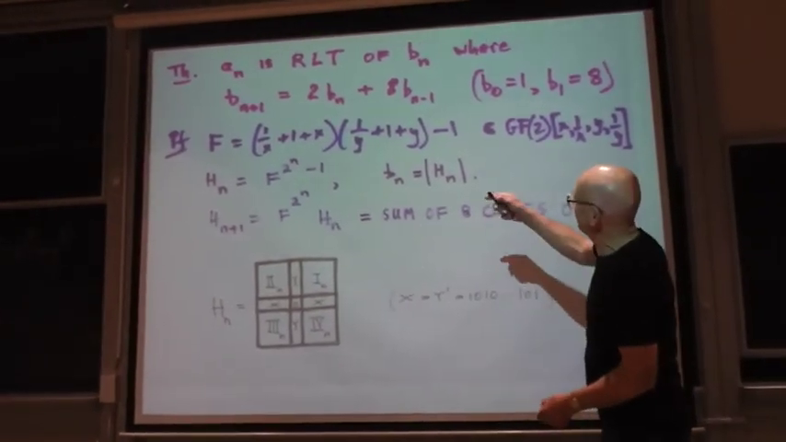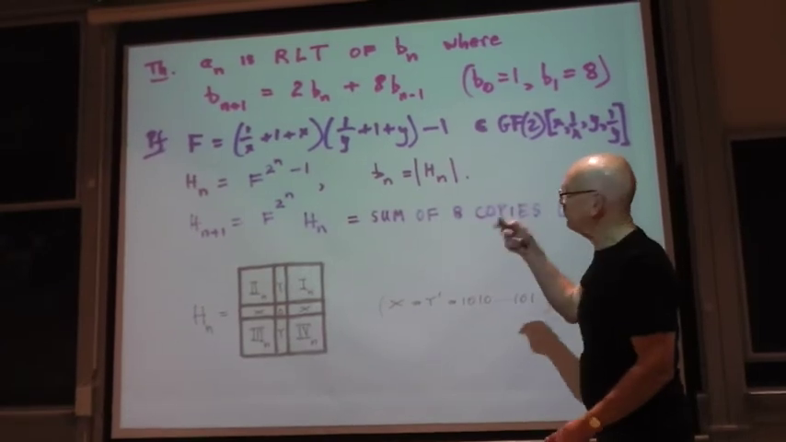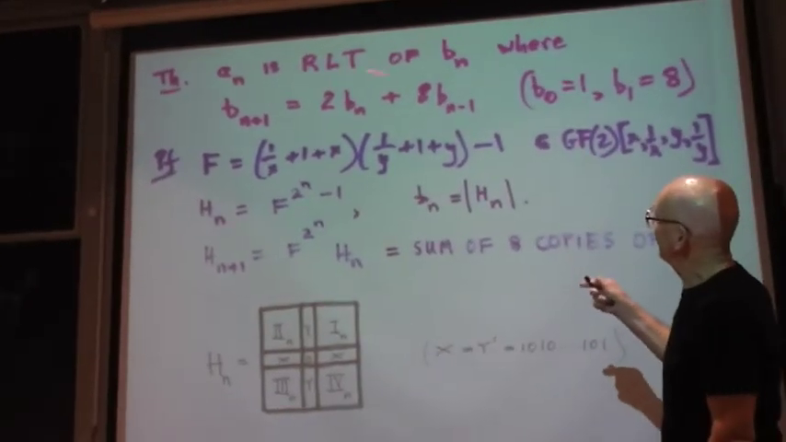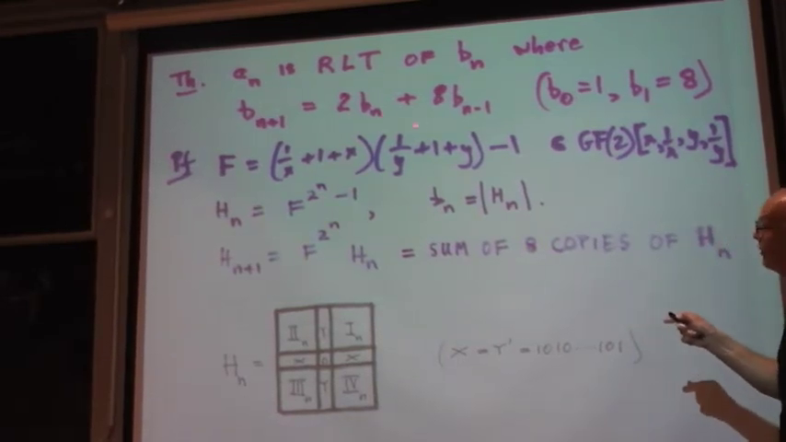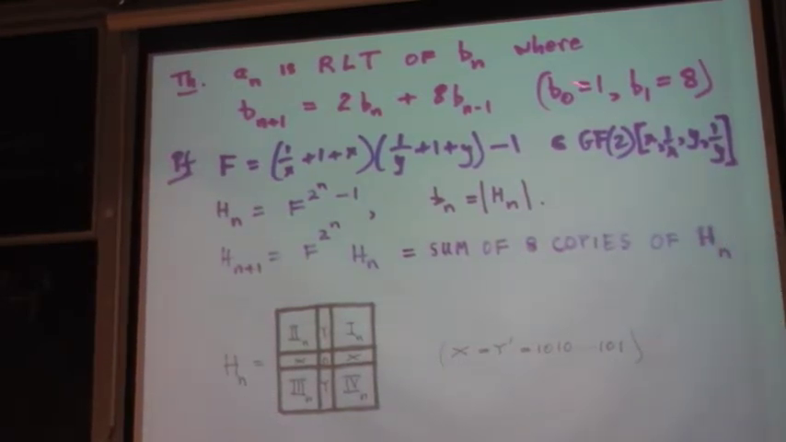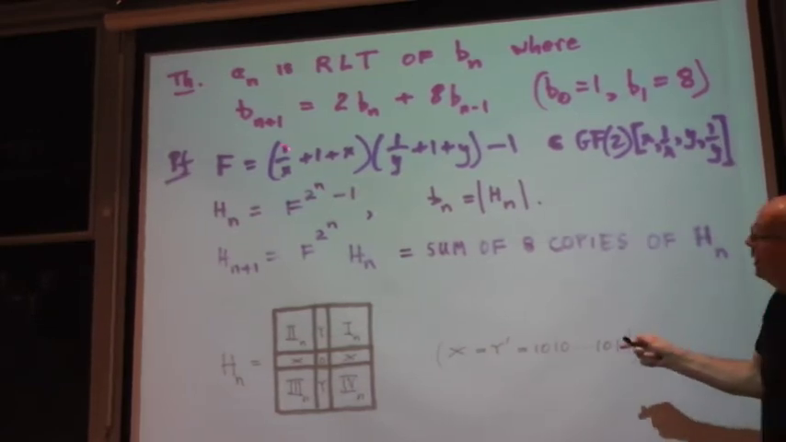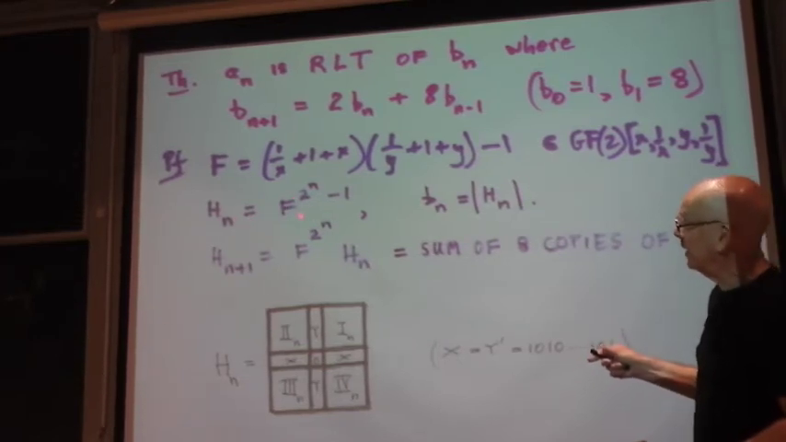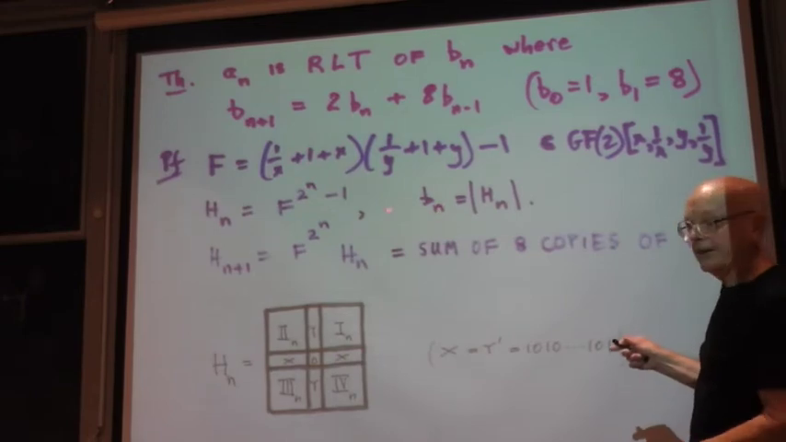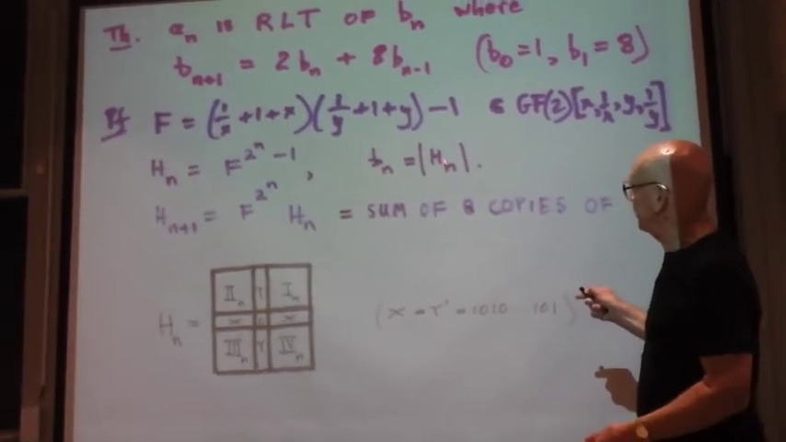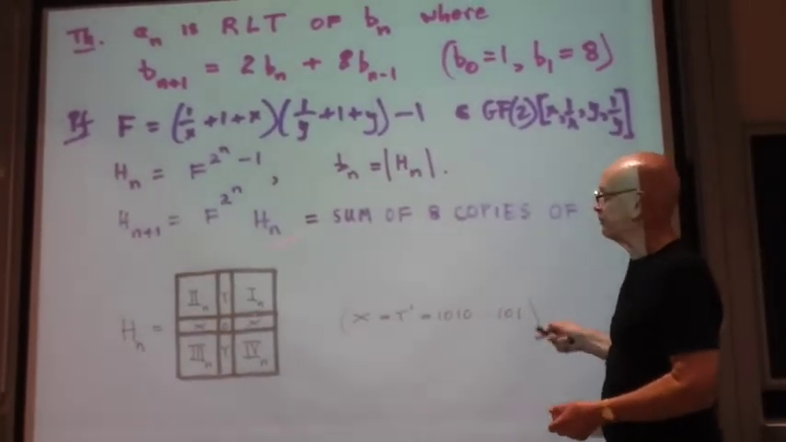So, all right, what I'm going to prove is that the driving sequence satisfies b of n plus 1 is twice b of n plus 8 b of n minus 1, with initial terms 1 and 8. We'll take the run length transform of that, and we'll get the sequence we're interested in. So I defined h of n to be f to the 2 to the n minus 1. And b of n, the driving sequence, is the number of non-zero terms in that.